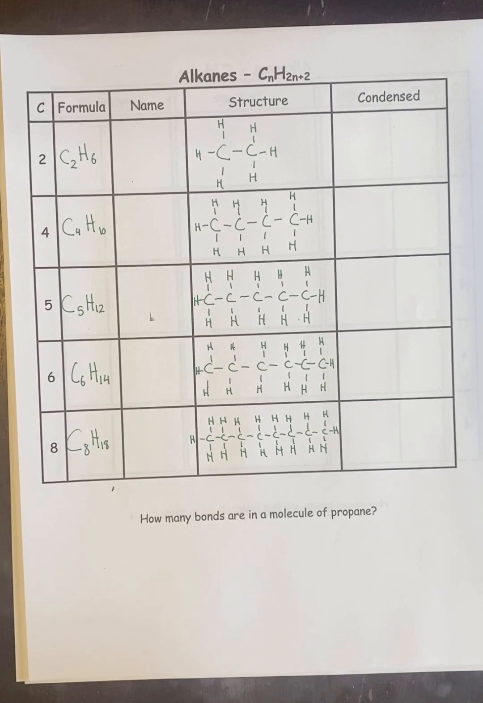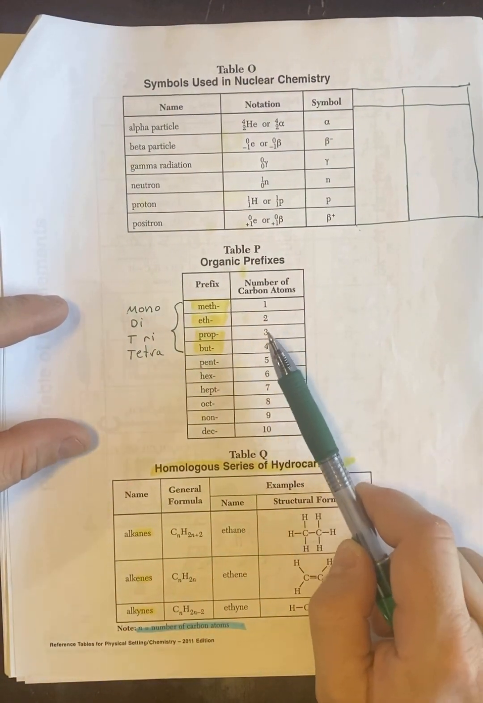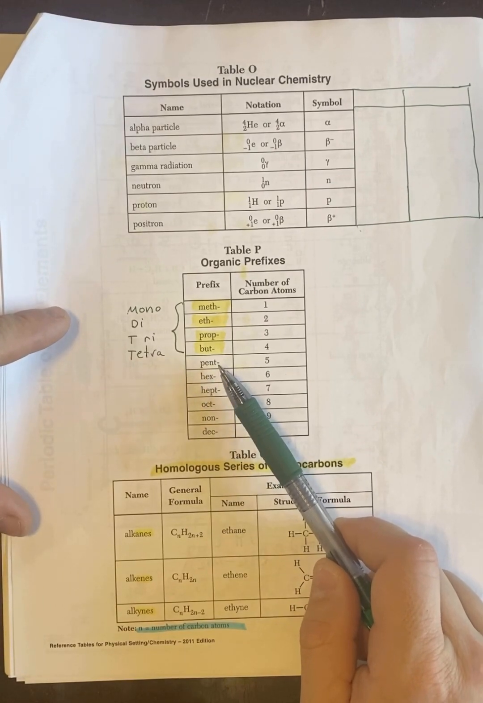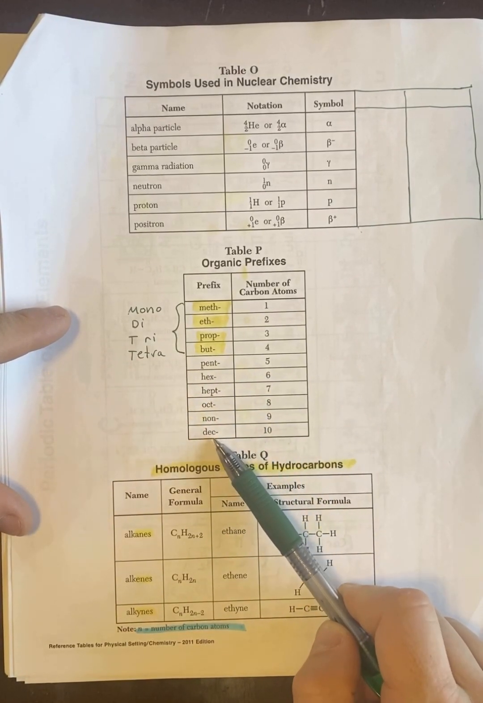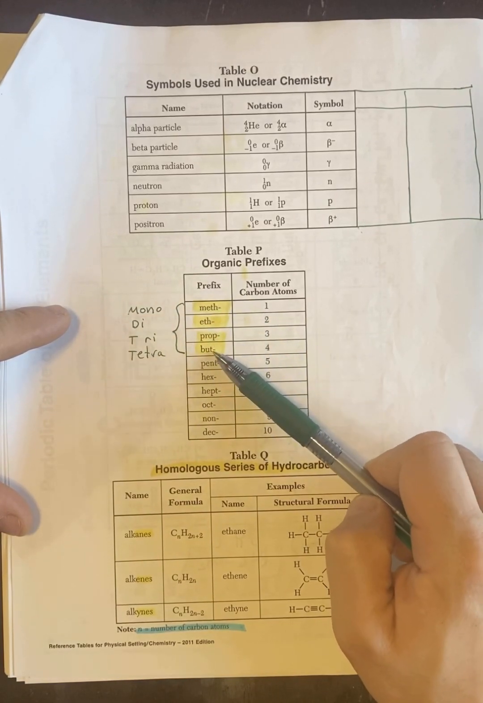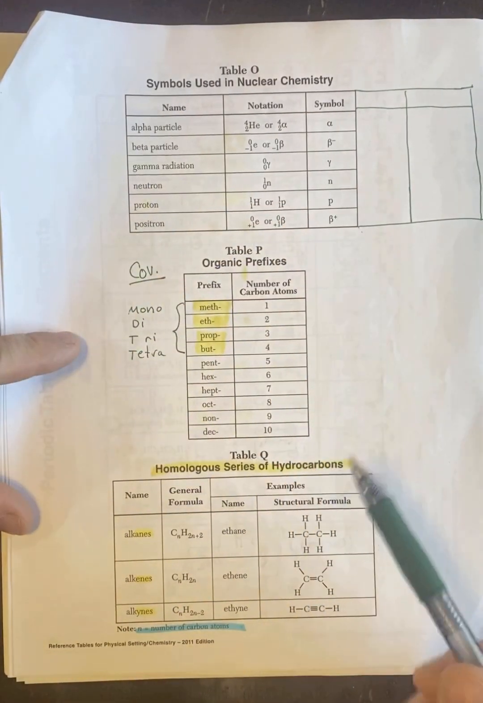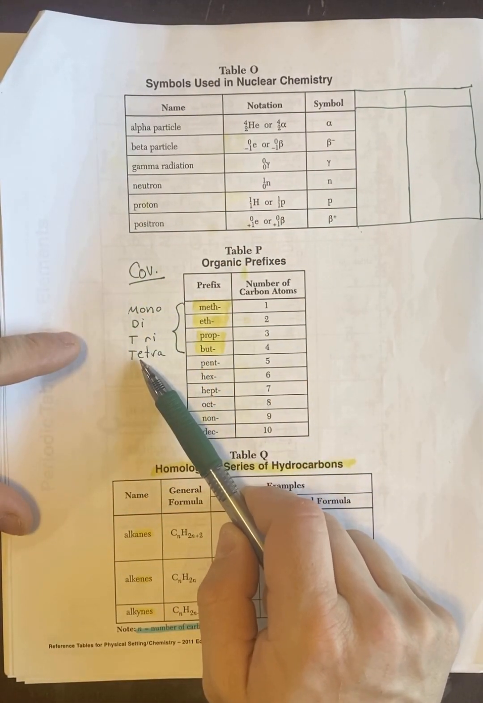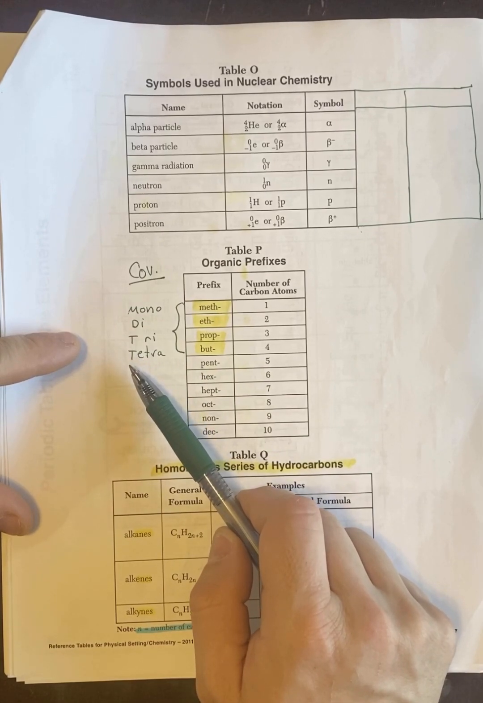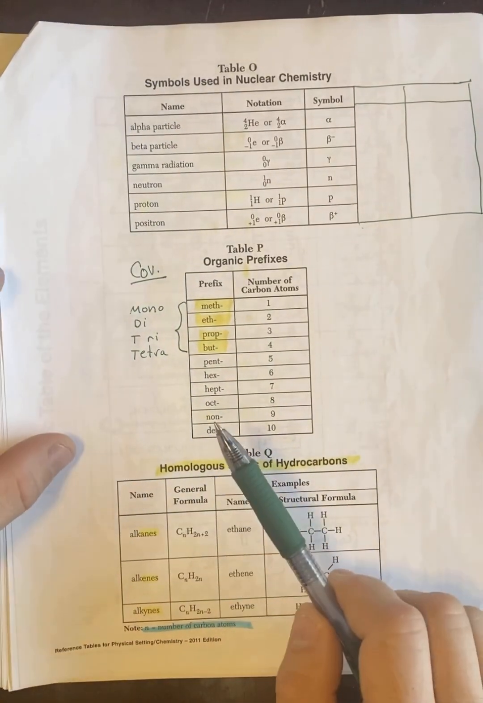Well, here's the unfortunate part. Organic compounds get their own set of prefixes. Luckily, most of them are the same, but the first 4 are not. Meaning for naming covalent, pent, hex, hept, oct, non, dec are the same, but the new ones are going to be meth, eth, prop, and but. So you may want to write that in. For covalent molecules, we use mono, di, tri, and tetra. For organic molecules, we use meth, eth, prop, and but. All right, so you get your prefix from here.